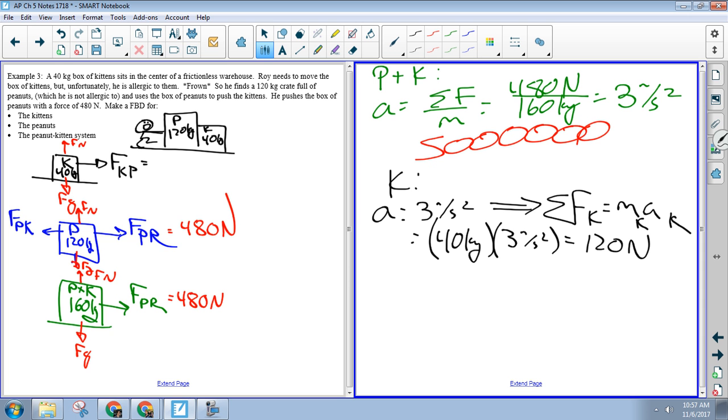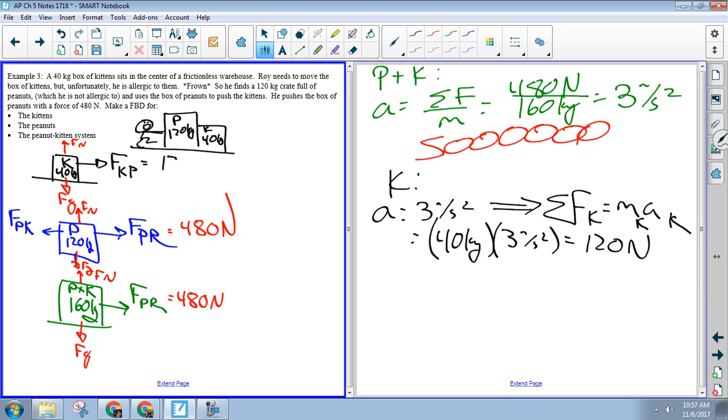Follow? So what can I do now about my drawings over here? I know that this force here has to be 120 newtons, right? Because if the net force is 120, and the only force affecting the motion is the peanuts pushing the kittens, then this force must be 120 newtons. Cool?